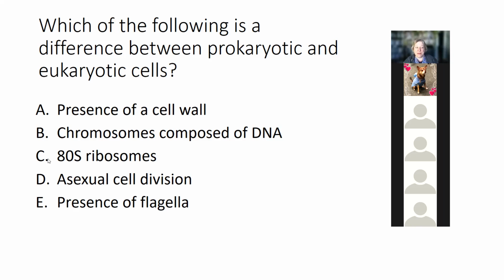Most of you picked 80S ribosomes. That is correct. Yes, eukaryotic cells have 80S ribosomes. Prokaryotic cells have 70S ribosomes. So that is a difference.